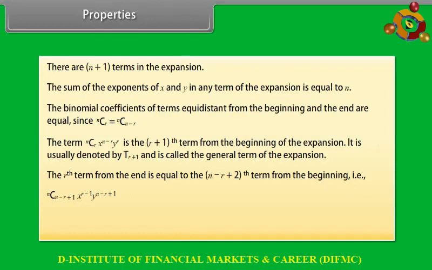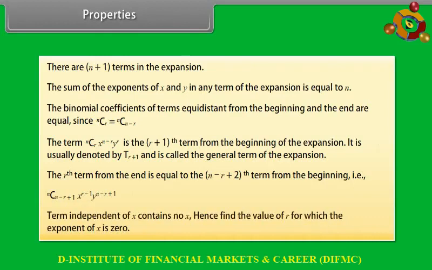The term independent of x contains no x, hence find the value of r for which the exponent of x is 0.